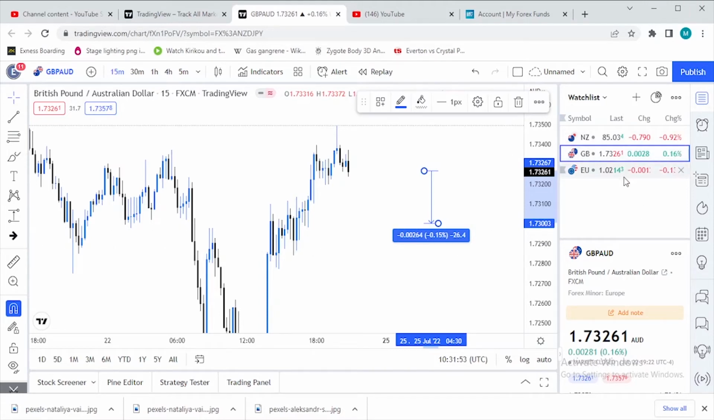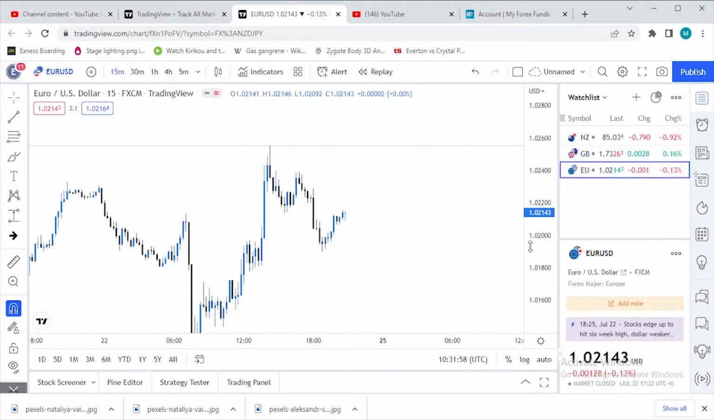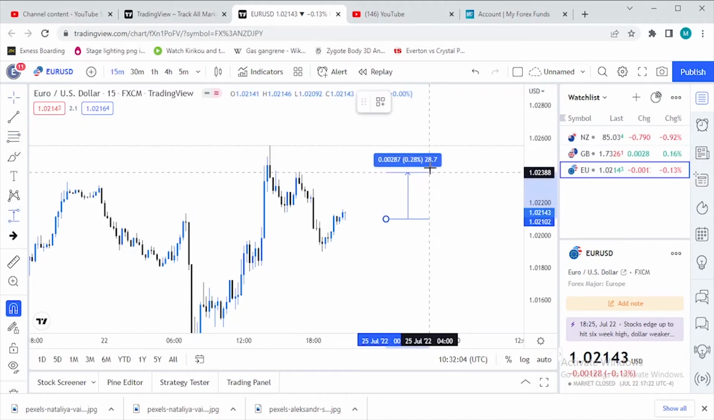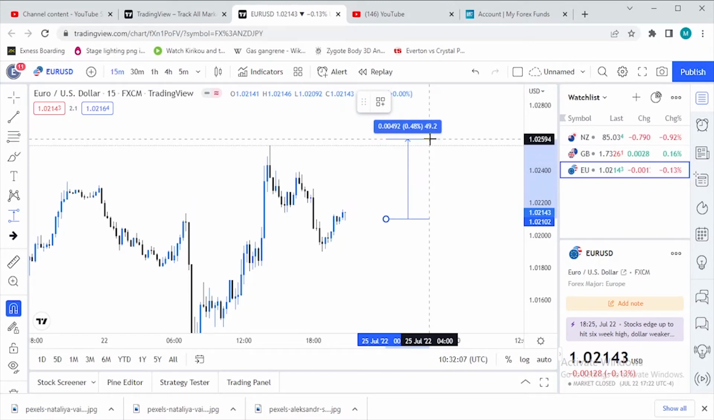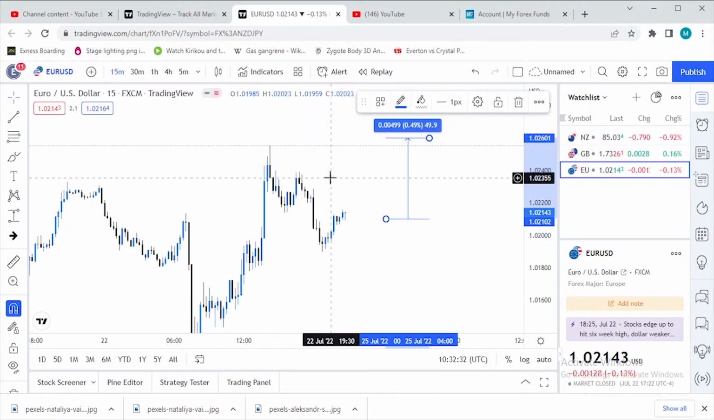Let's take another example. Euro USD is trading at 1.0214, and let's say Euro USD moves all the way to 1.0260. So the difference between the first four decimal values, 0260 and 0214, is going to be, I think, 46. So the difference in pips right now is going to be 46 pips. That's how you calculate for non-JPY pairs.